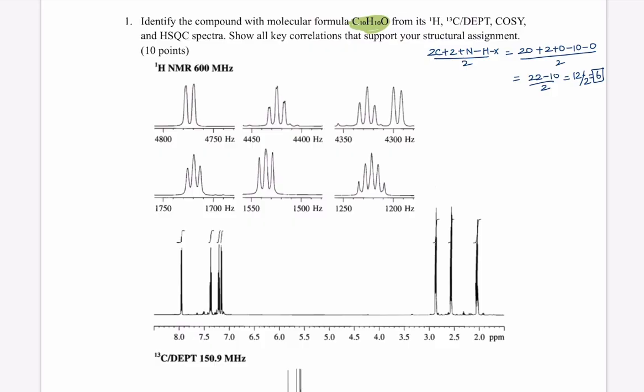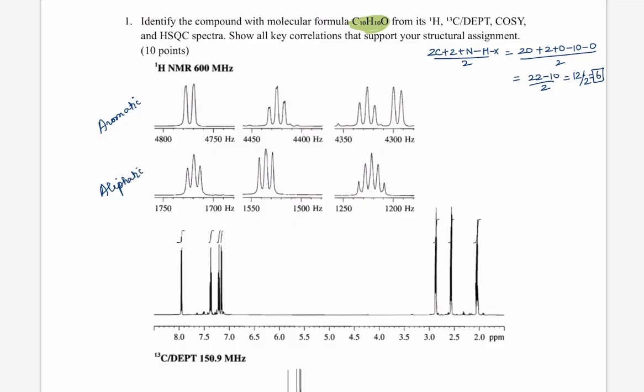Next, let's take a look at the NMR spectrum. So this section right here is the aliphatic region, and this section right here is the aromatic region. And here are the expanded versions of both the sections. So this is aromatic, and this is aliphatic.